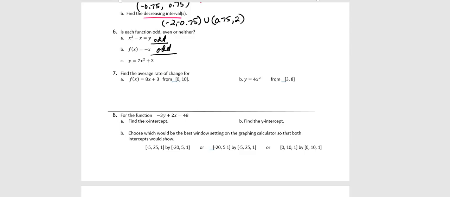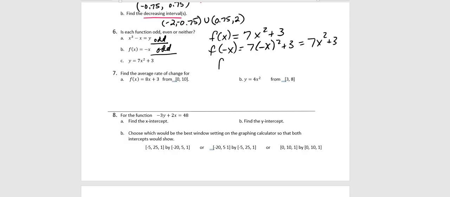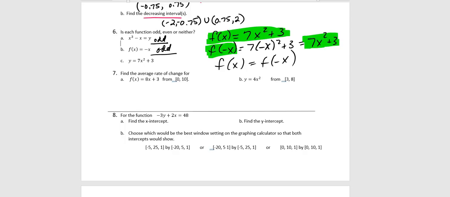Let's try part C. So we're going to rewrite y as f of x. And now we're going to try f at negative x. So where there is an x, I'm going to put a negative x. And I'm going to simplify that. And I can clearly see that f of x is equal to f at negative x. This is the definition of an even function.